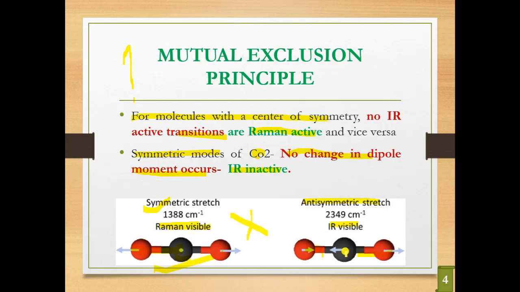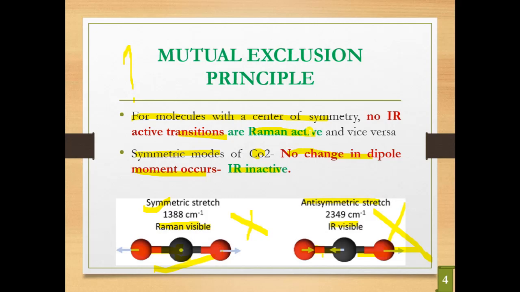So there is no more change in polarizability, but as we can see from here, there is a change in dipole moment as one atom comes towards the center atom and one atom goes away from the center atom. There is a change in dipole moment. So asymmetric stretching vibration is IR active but Raman inactive. So this is the mutual exclusion principle: for molecules with a center of symmetry, the symmetric modes are Raman active.